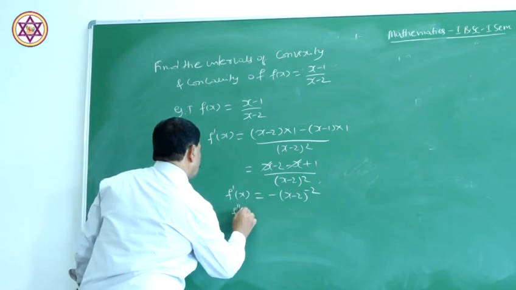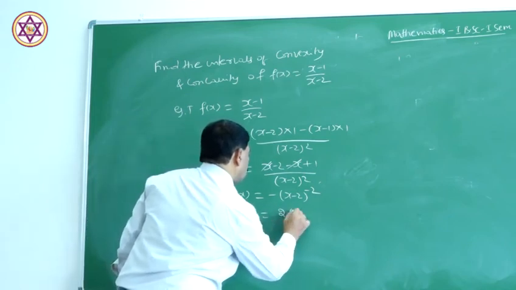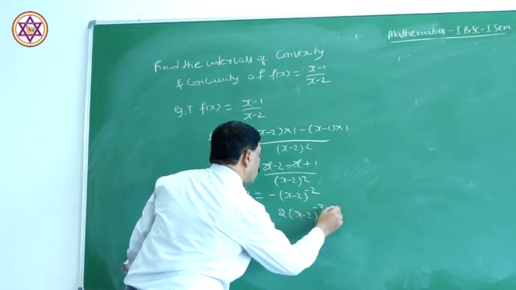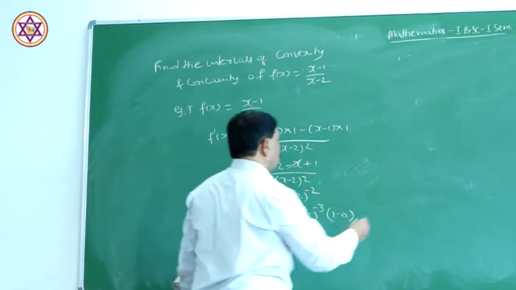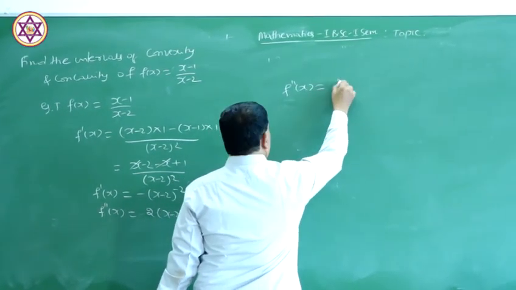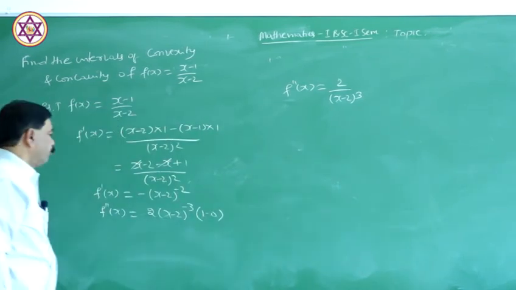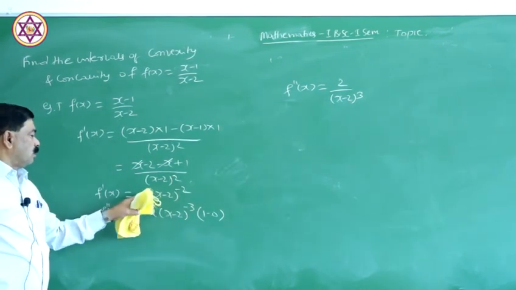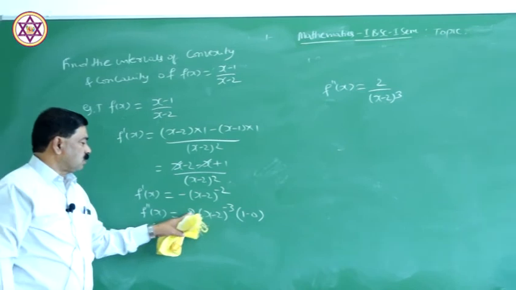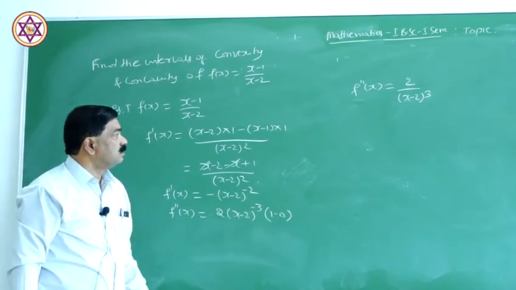Next, again differentiate. Minus of minus 2, x minus 2 whole power minus 3, into 1 minus 0. So f double dash of x is equal to 2 divided by x minus 2 whole cube. Minus into minus 2 means plus 2, x minus 2 to the power minus 2 minus 1 means minus 3, 1 minus 0.